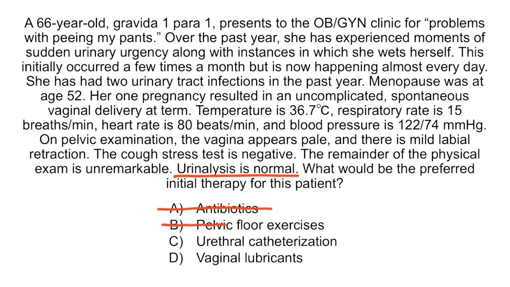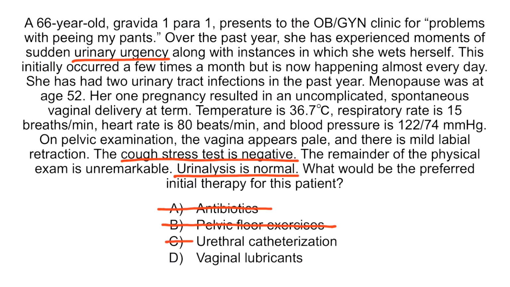Now, answer choice B is also incorrect. This may have been a tempting answer choice given that she has urinary urgency and pelvic floor exercises can help with that. However, her urgency incontinence seems to be better explained by the genitourinary syndrome of menopause and should be treated accordingly. Also, her cough stress test was negative, which essentially rules out stress incontinence, for which pelvic floor exercises would be the first-line treatment.